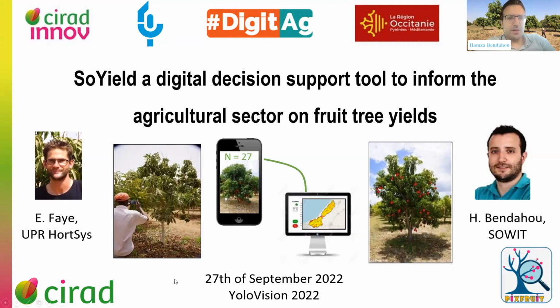So, as you said, we're going to present to you the product we developed, which is named SoYield. It's a decision support tool that has the objective to help farmers estimate their fruit tree yields. It was initially developed in Senegal for mangoes, and it is now also being developed for citrus in North Africa.